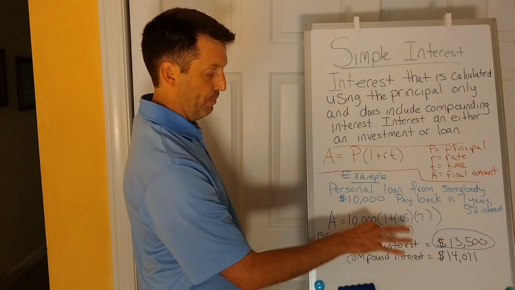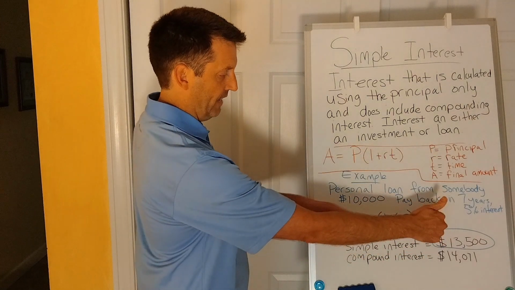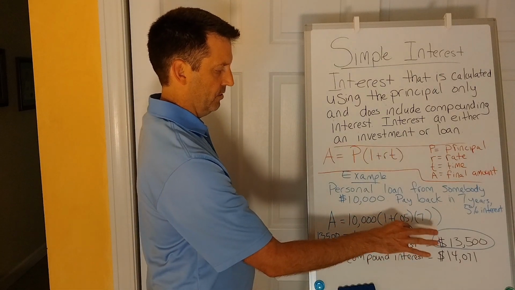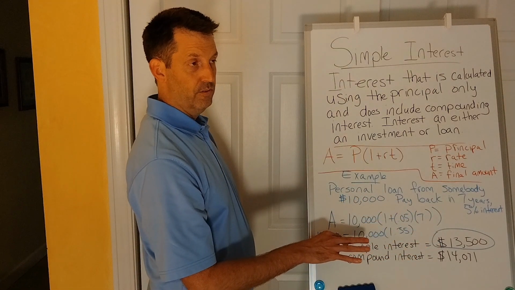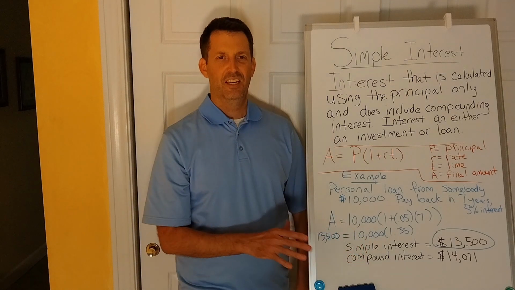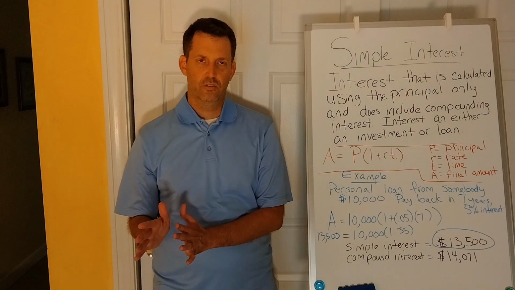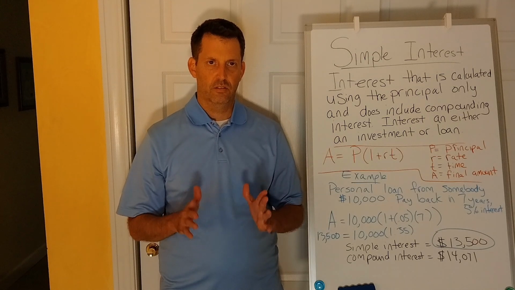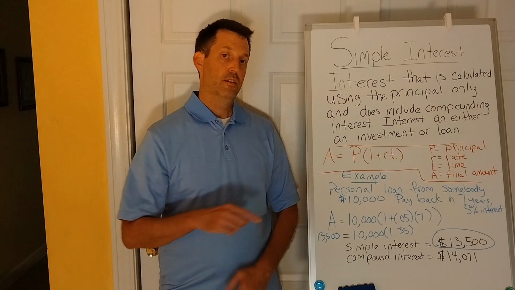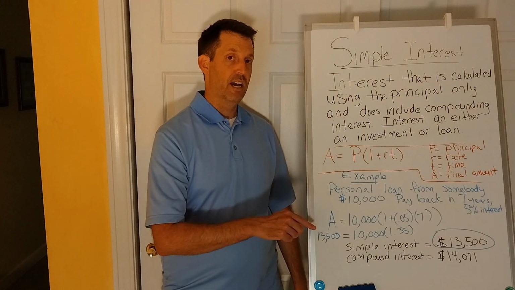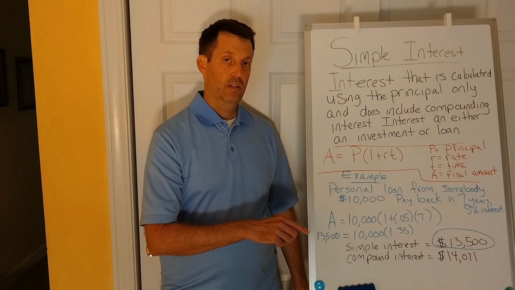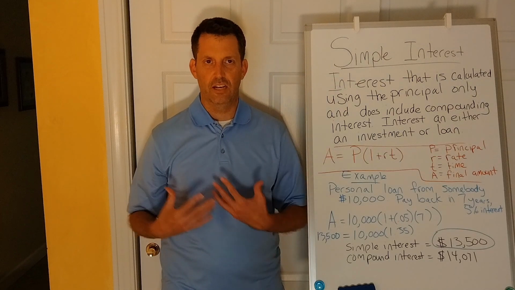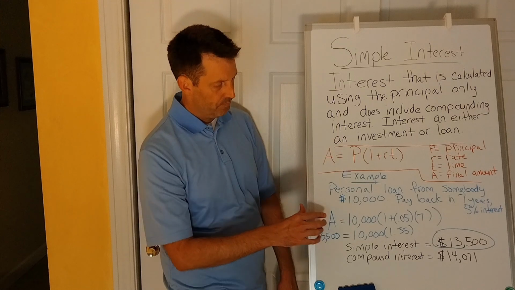Then we multiply that by 10,000. All of that is the same as this, just simplified. 10,000 times this number is 13,500. So by the end of 7 years, you will owe Joe $13,500. The interest is $3,500, and we're using simple interest. So you pay him back the $10,000 you got plus $3,500.